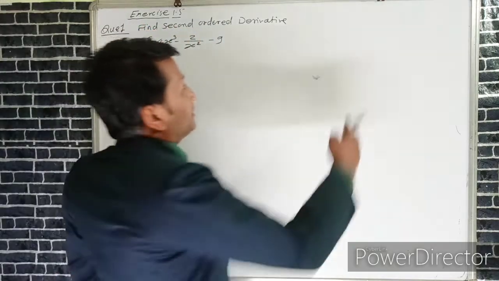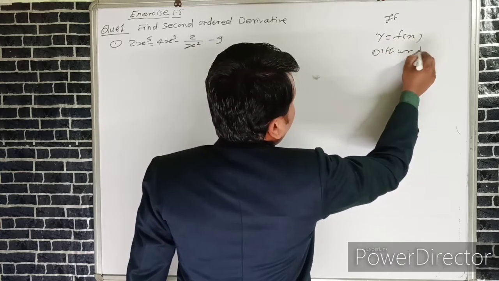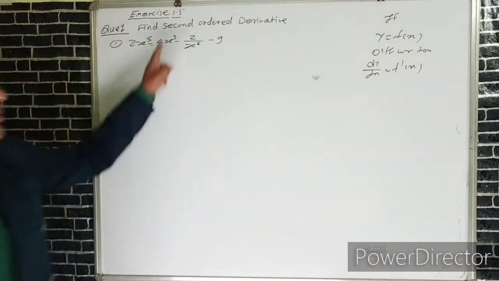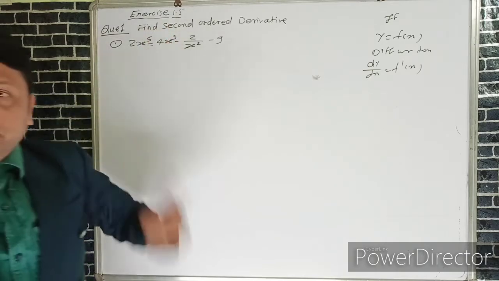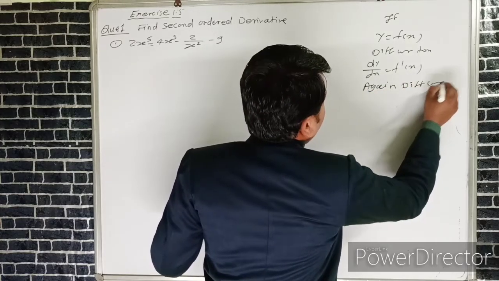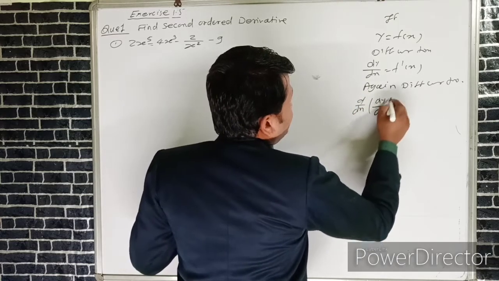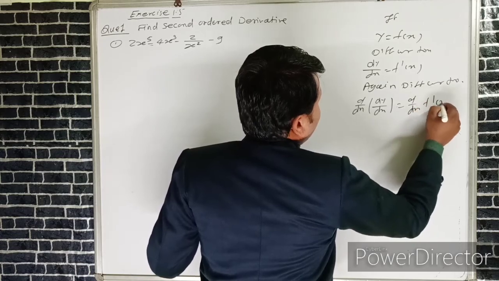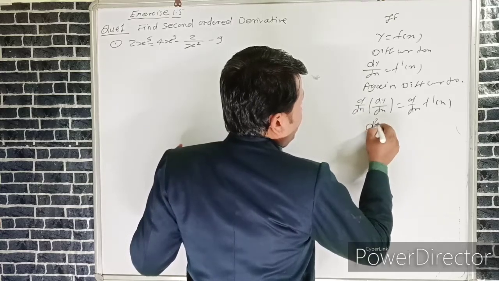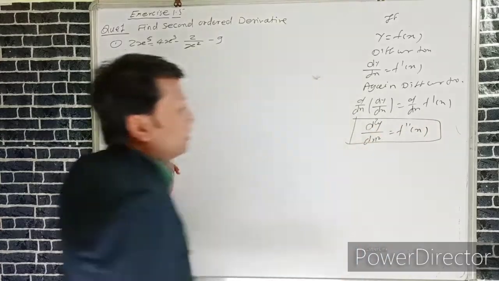It means that if the given function y is equal to f of x, after differentiating with respect to x, we get dy upon dx, which is f dash of x. It's a first order derivative. But here we have to find the second order derivative. Hence, if we differentiate again with respect to x, we get the second order derivative, which is the derivative of f dash of x, that is d2y upon dx square, equal to f double dash of x, called the second order derivative.